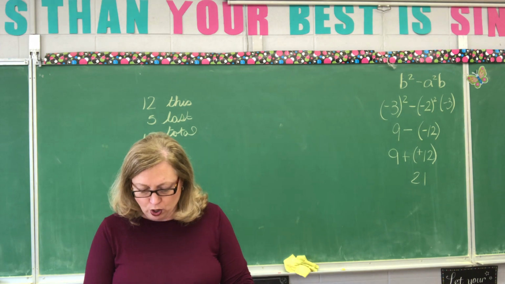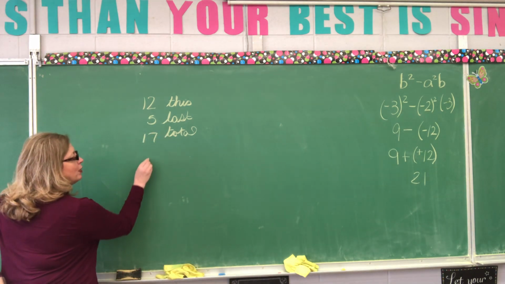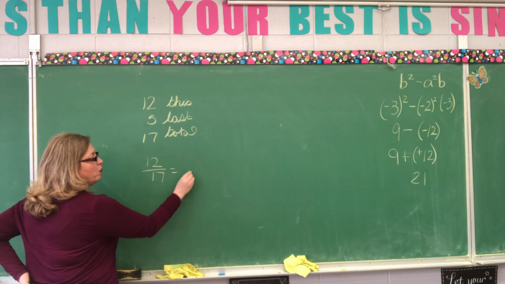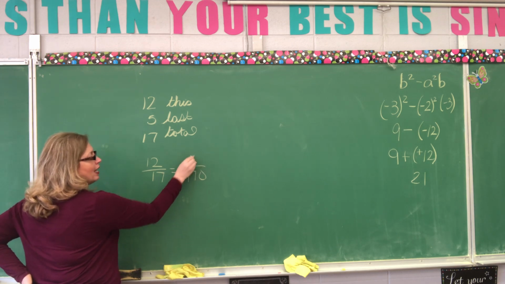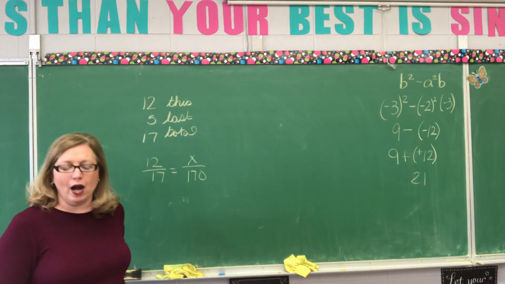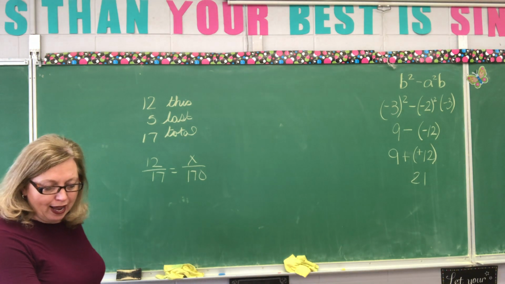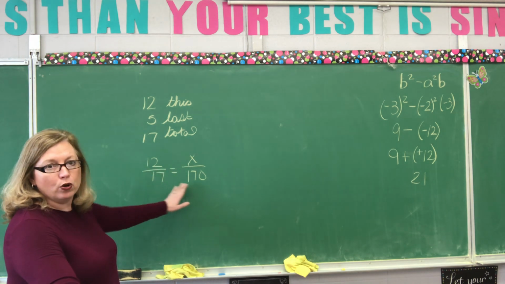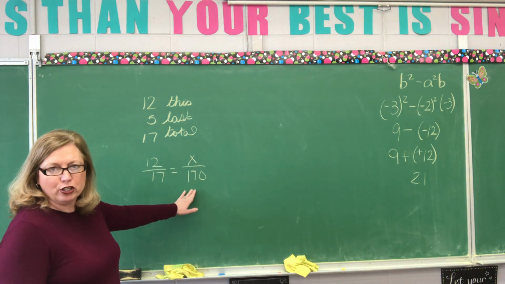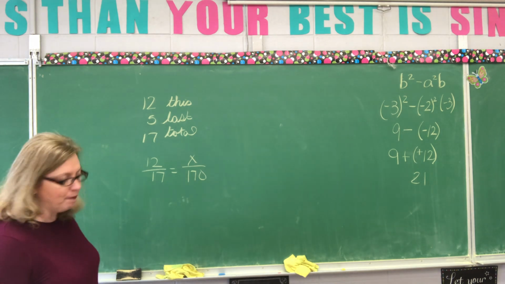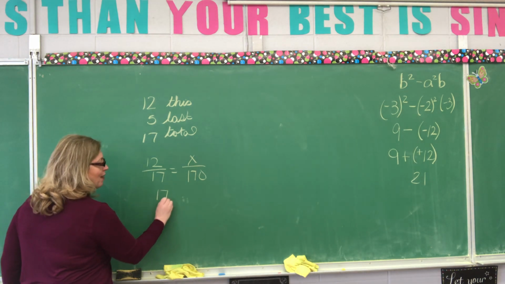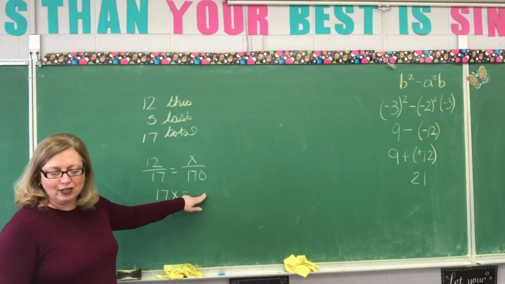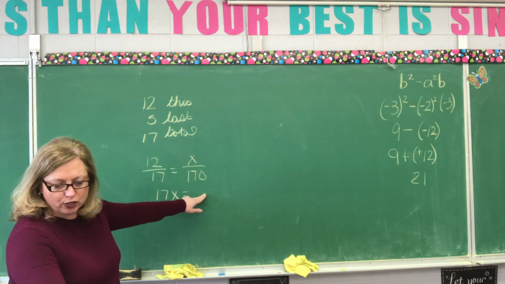Okay? So look at our ratio. Our ratio is going to be 12:17. And that's going to be x over 170. Okay? Why? Because we have those that paid, this is a total, and this is a total. Now what are we going to do? We're going to cross multiply. When we cross multiply, we're going to get 17x. Now we're going to take 12 times 170.